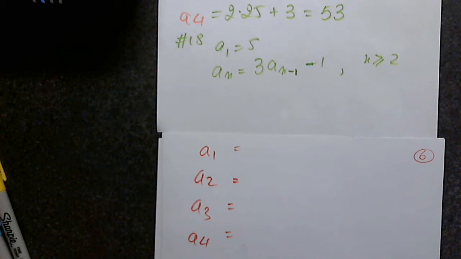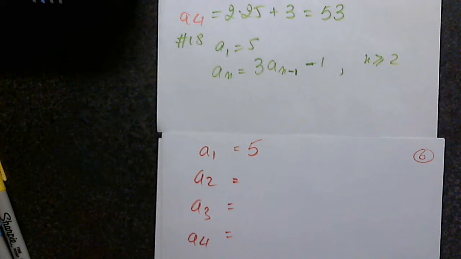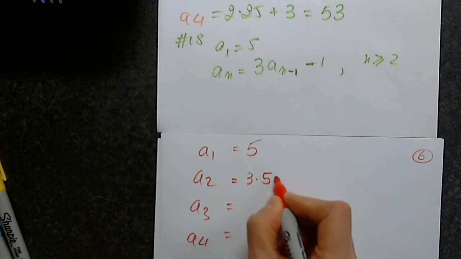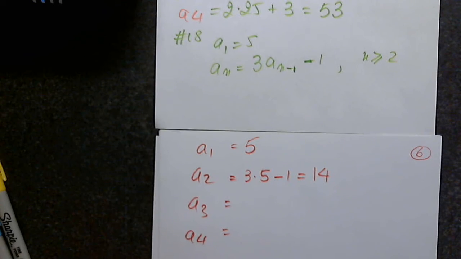Can anyone give us A1? A1 is 5. Good. Can anyone give us A2? 3 times 5 minus 1. Good. Indeed. 15 minus 1 is 14. Perfect.